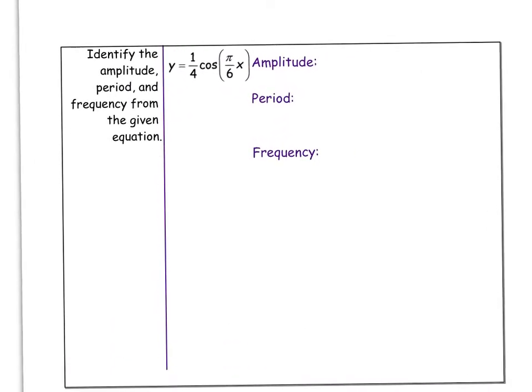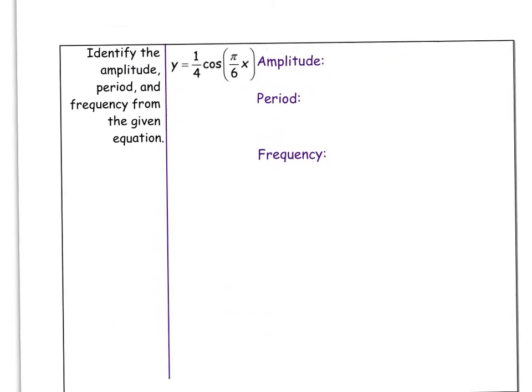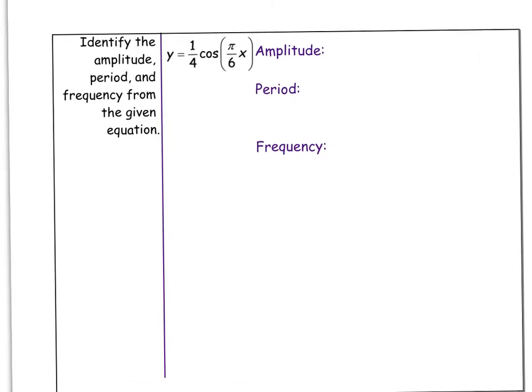I'm pretty sure this is the last one. More complicated as we go along, right? So my amplitude is the number in front, which is 1/4. My period is 2 pi divided by b, which is pi over 6. So I get 2 pi over 1 times 6 over pi. I have a pi on top and a pi on bottom, so I get 12. And my frequency is just pi over 6.